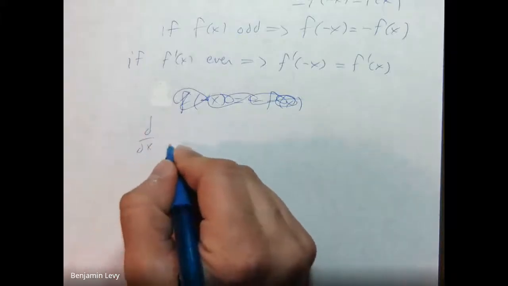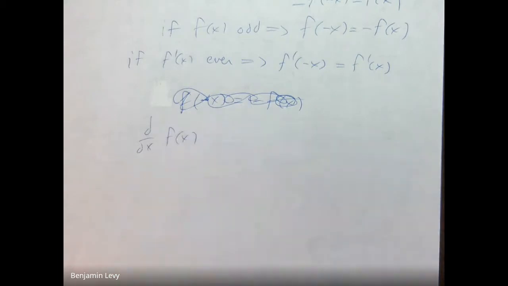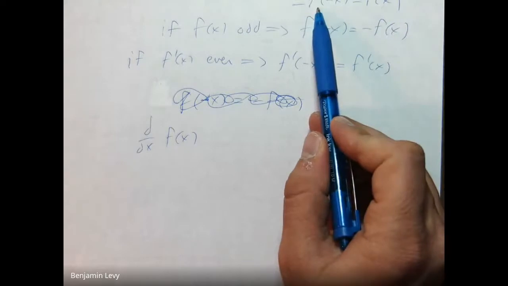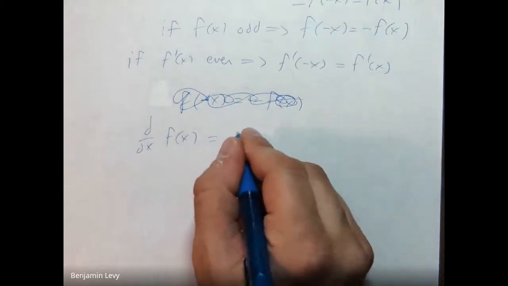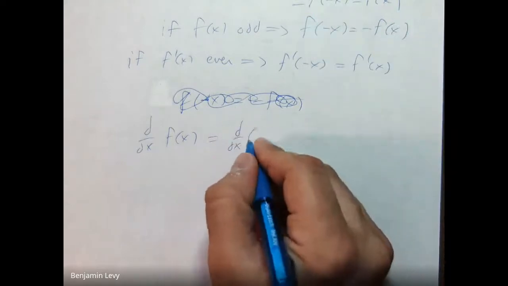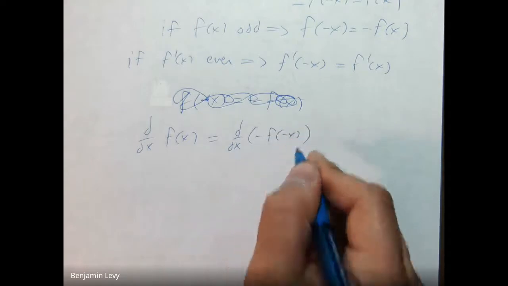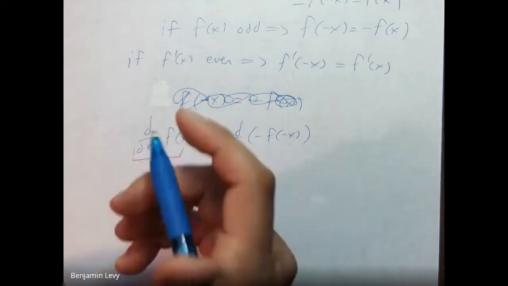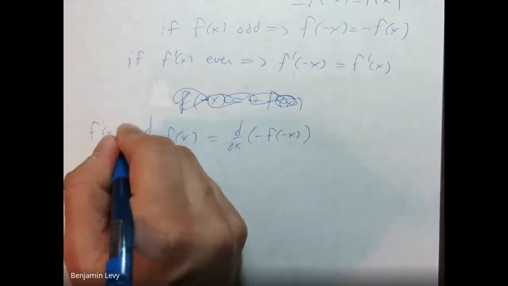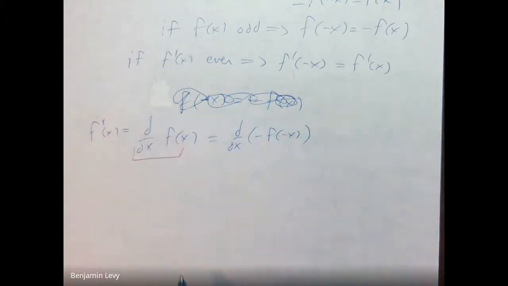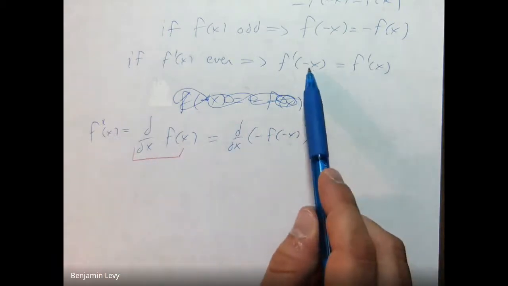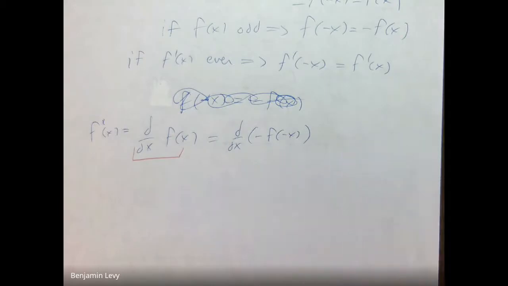Okay, so let's take the derivative of the function. Well, we just said that the function can be written like minus f of minus x. So this is the same thing as taking the derivative of this. And this first thing is f prime, right? Hopefully at the end of this we have f prime of minus x somewhere.